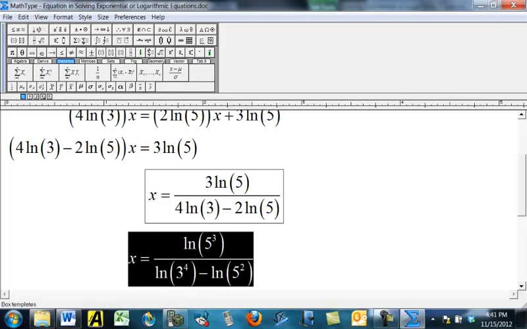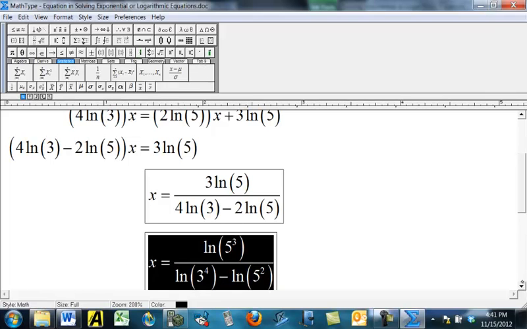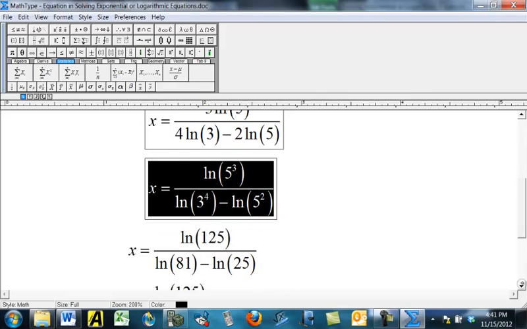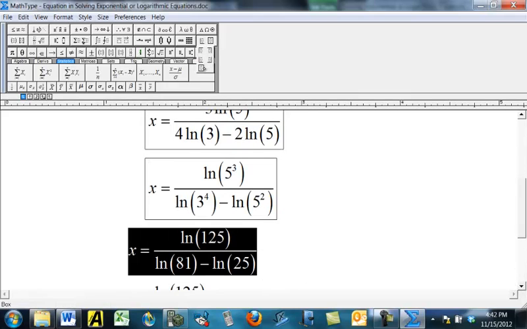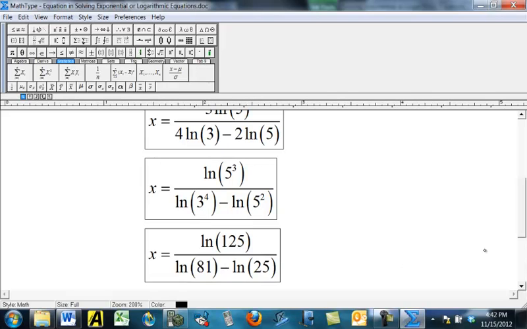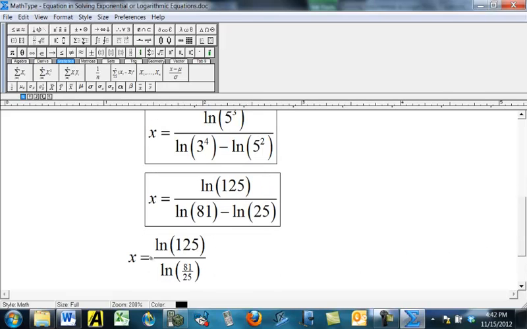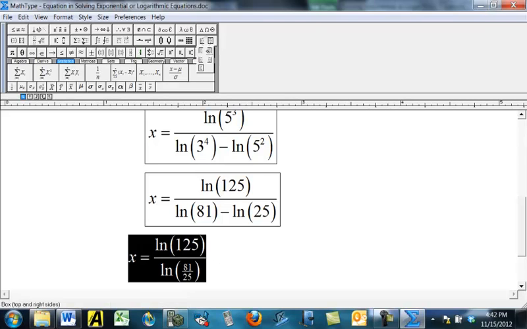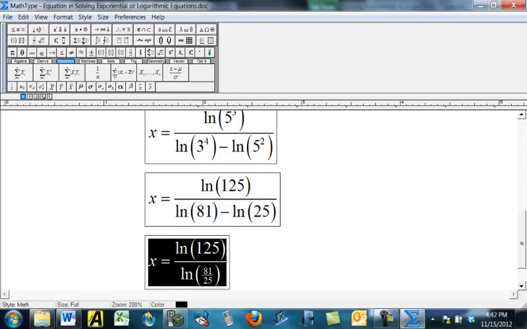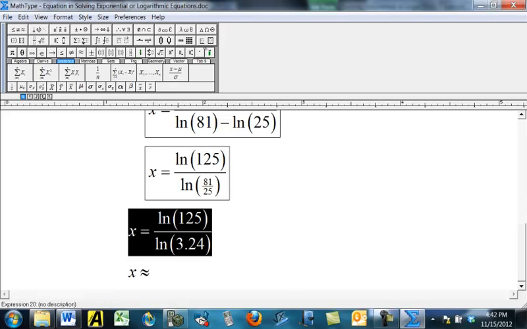We could also, of course, apply our properties of exponents there. If you're going to do that, you might as well at least go to this version. 5 to the third is 125, 3 to the fourth is 81, 5 squared is 25. And in the bottom, you can combine those by making that 81 over 25, which in decimal form is 3.24.